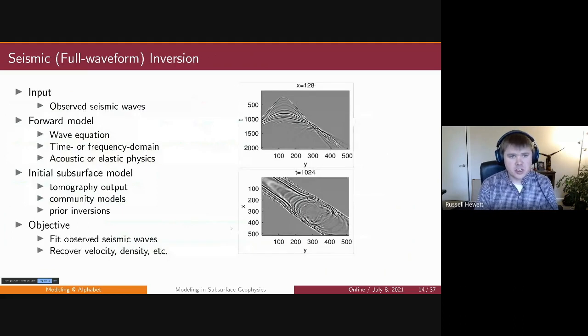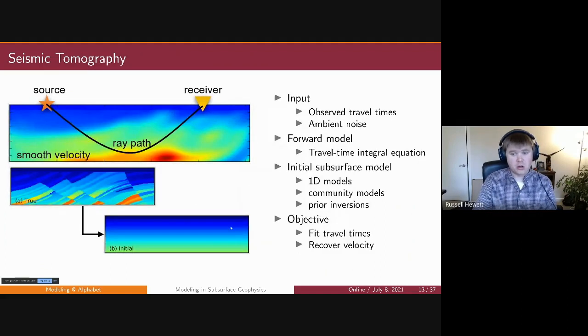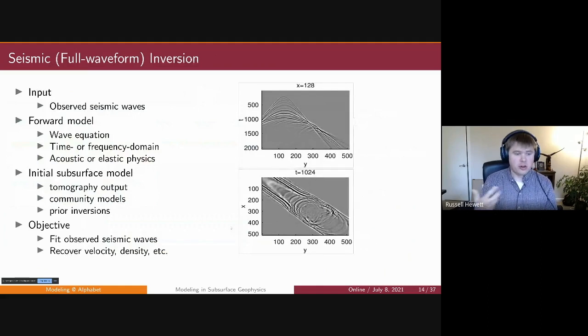Full waveform inversion, or seismic inversion, which is what I'm mostly talking about today: the input is the same observed seismic waves, except we don't do anything to them in an ideal case. Obviously, there's a lot of processing that happens. Our forward model is the wave equation, whether we want to pose it in the time or frequency domain. The Earth is generally elastic, so we would ideally use elastic physics, but often it's approximated with acoustic physics or even a joint acoustic-elastic posing. And then we start maybe with this smooth model as an input, or a community model or prior inversion, and then can recover the velocities and densities and things like that as part of the fitting of the seismic waves.